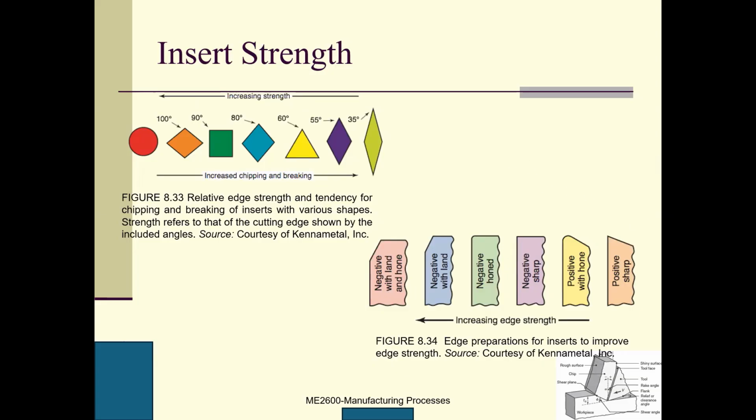So this one is negative with land and a hone. This is negative with land without hone. This negative hone is negative sharp. This positive with hone is a positive sharp. So this is increasing edge length. You have done the homework, homework 5, right? Different edge radius gives you different cutting performance. Okay? So this is edge preparation. How do you prepare the edge?